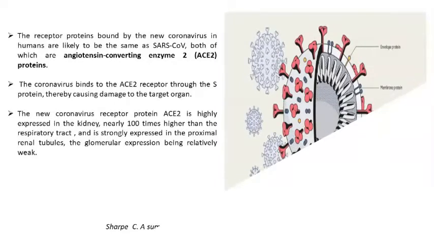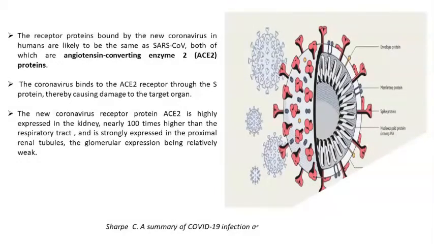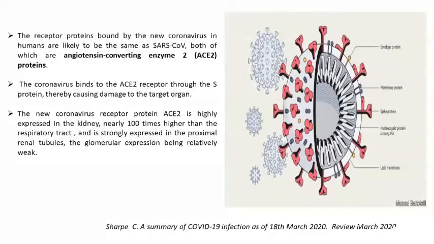Also, it is very important to know that there are certain places in the body that are rich in ACE2 receptors. One of the places is the kidney itself, which has nearly 100 times higher than the respiratory tract. And so the kidney is in danger. And also there are abundant ACE2 receptors in the intestine. And this may be the cause why one of the presentations of coronavirus is GIT symptoms such as diarrhea.